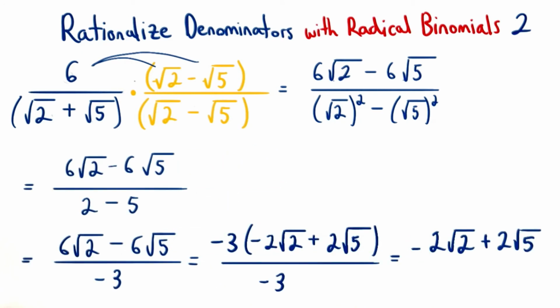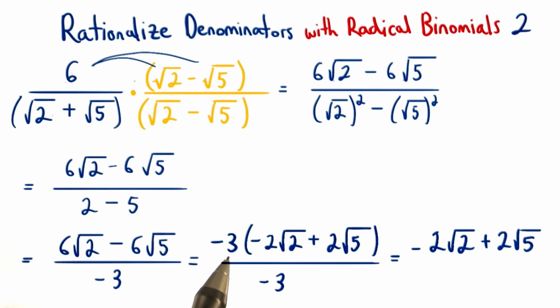Another way to think about it is to factor a negative 3 from each of these terms. If we factor a negative 3 from this first term, we'll be left with negative 2 times root 2. And if we factor a negative 3 from this term, we'll be left with 2 root 5. We can check this really quickly by distributing this negative 3 to each of these terms. We'll wind up with our numerator from before.